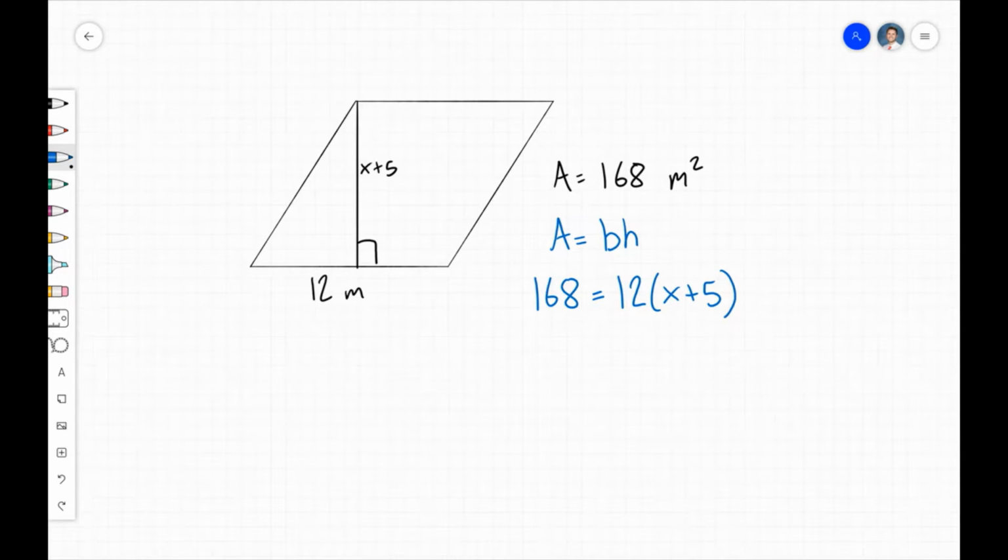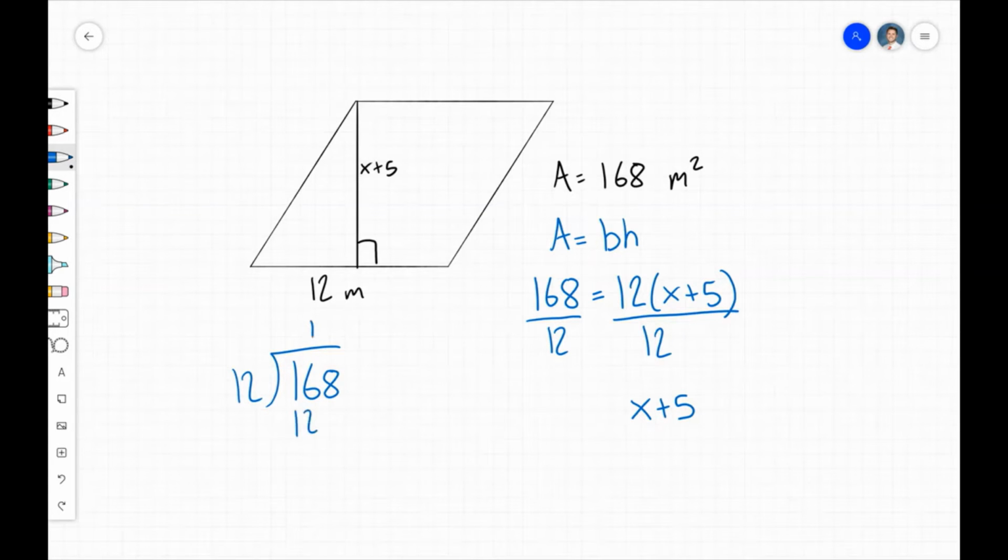So we can kind of look at doing the opposite of order of operations. So if we know the first thing we would do in order of operations would be addition, and then we would multiply, then in this case we're going to do the opposite. So we start by dividing by 12. You'll see that 12 divided by 12 on the right side of our equation is just 1. So that leaves us with simply x plus 5 on the right side of the equation and 168 divided by 12 on the left side. So we can see that 12 goes into 16 once, and 12 goes into 48 4 times. So we would get 14 is equal to x plus 5.